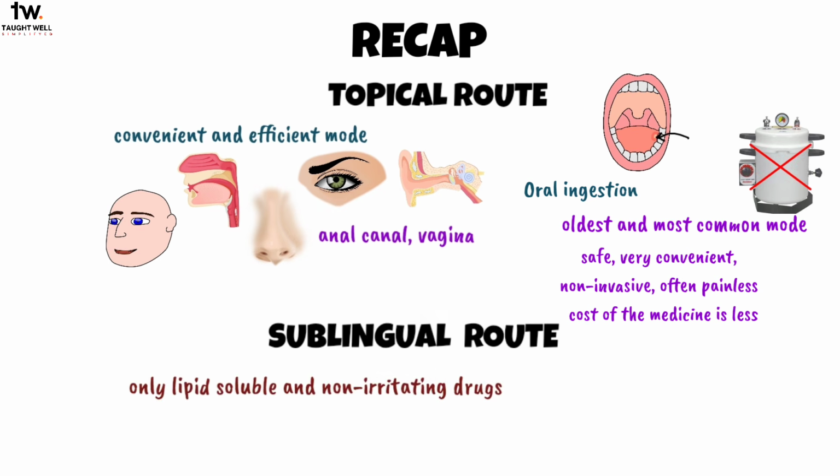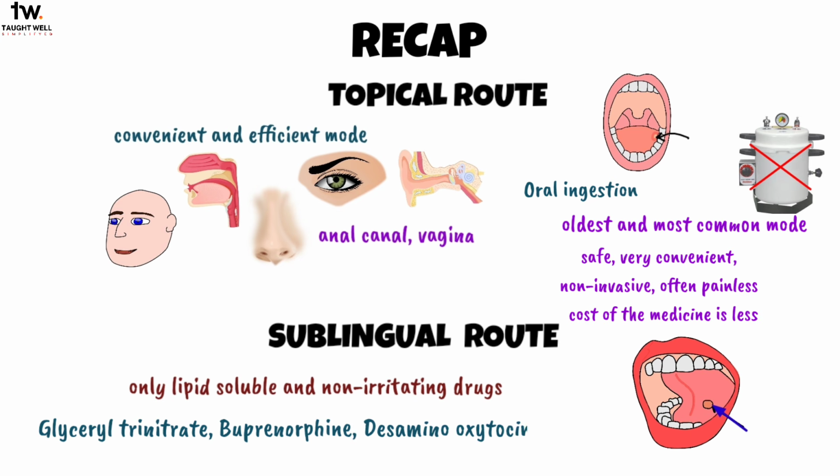In the sublingual route of administration, the tablet containing the drug is placed under the tongue, or crushed in the mouth and spread over the buccal mucosa. Only lipid-soluble and non-irritating drugs should be administered by this method. Examples of drugs given sublingually are glyceryl trinitrate, buprenorphine, desamino-oxytocin.